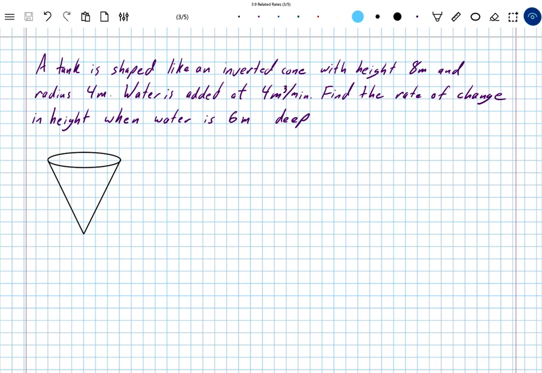Another example of related rates. This one has a lot going on. I also took away that scaffolding that lets you know kind of what steps to do, because you got to do those on your own. And you have some freedom in how you do it.